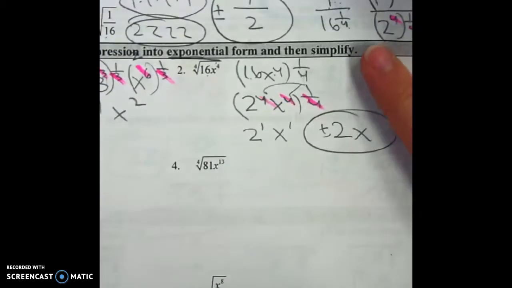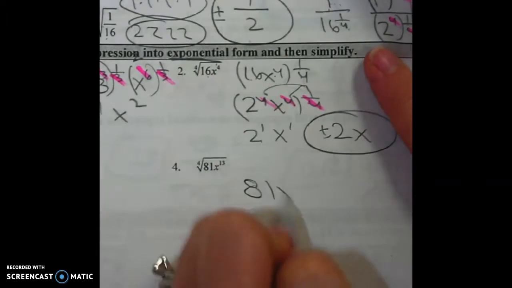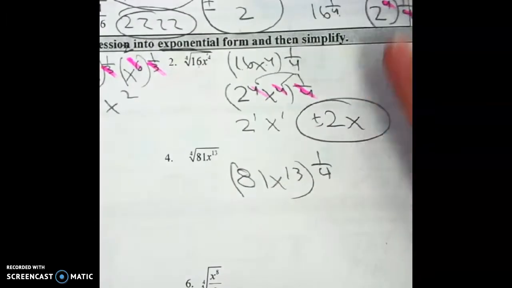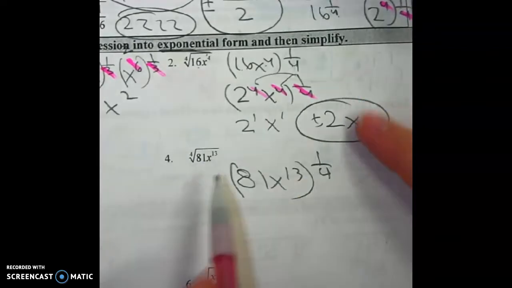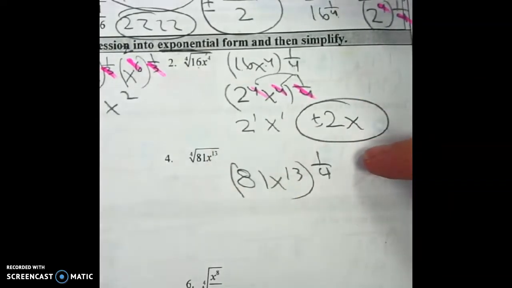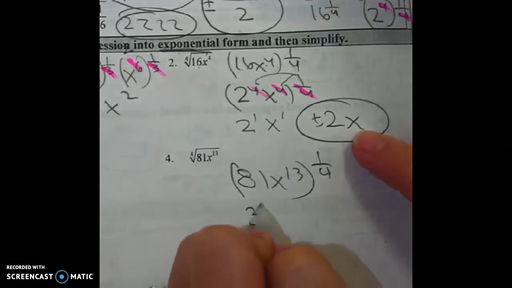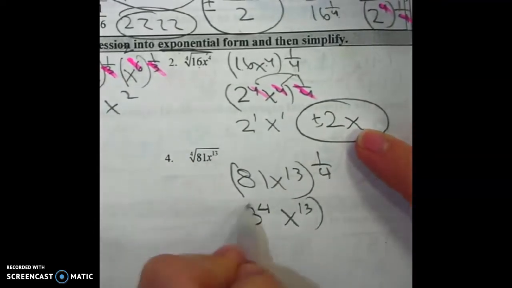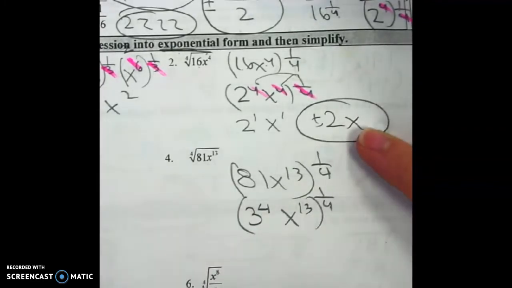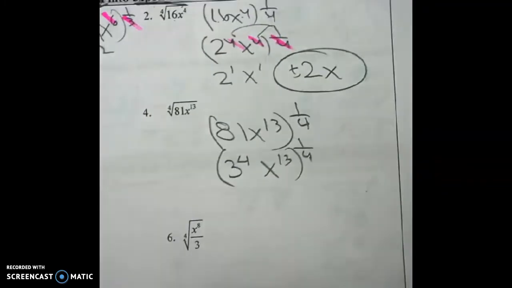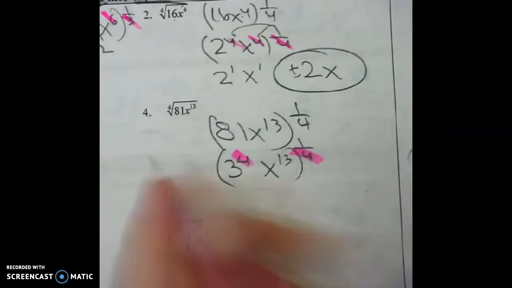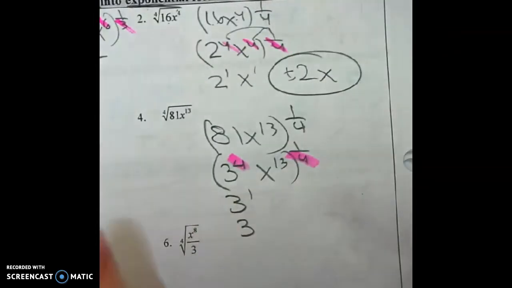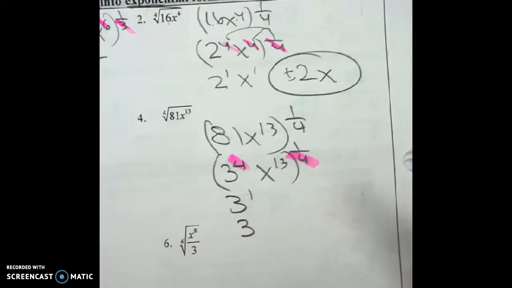All right, next one, 81, x to the 13th to the 1/4. Now, this is definitely one where if I gave it to you, I wouldn't say you had to put it in exponential form, but a lot of you can see that's 3 to the 4th. The problem is if we do this, 13 doesn't go into 4, so let me get to that in a second. So that goes away. I'm left with 3 to the 1st, which is 3, okay? And then I come over here, and 13 can't divide 4.